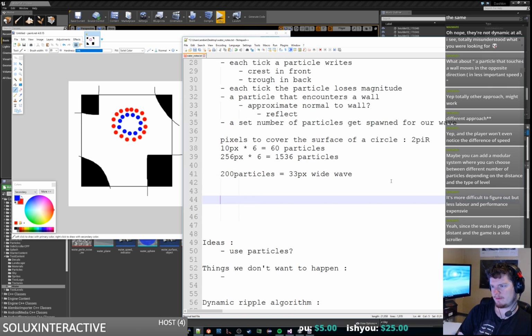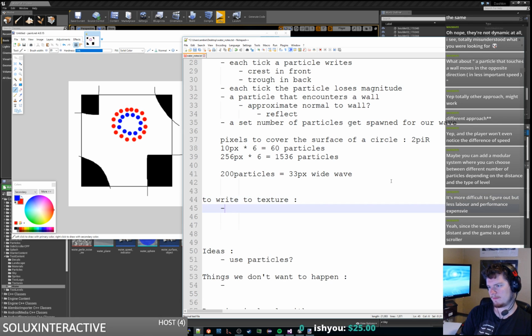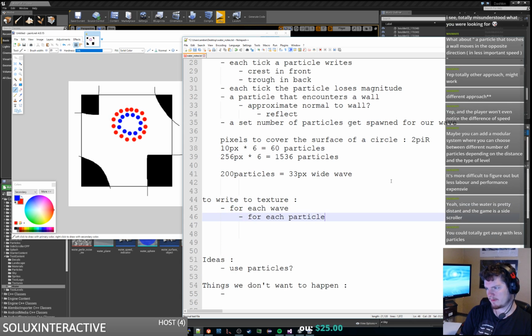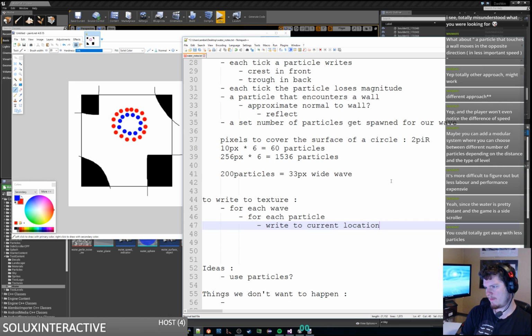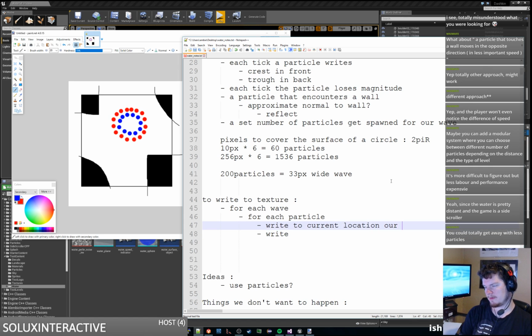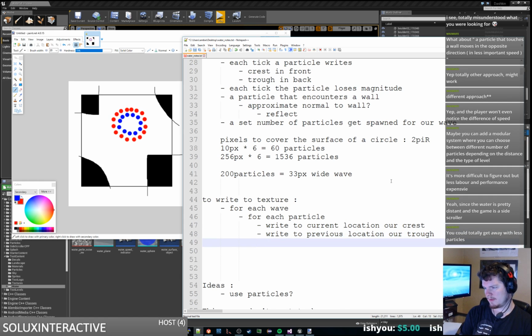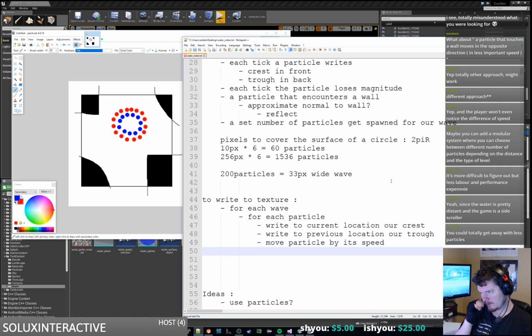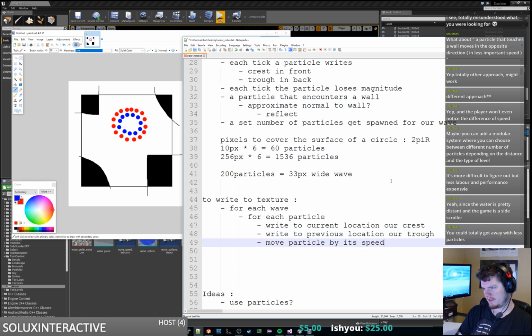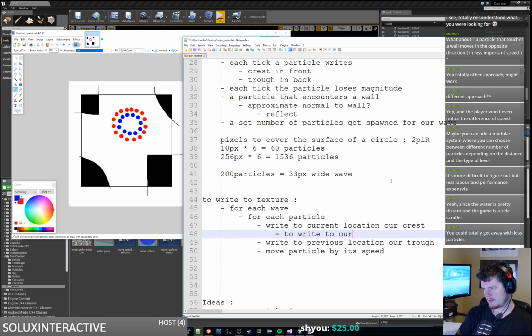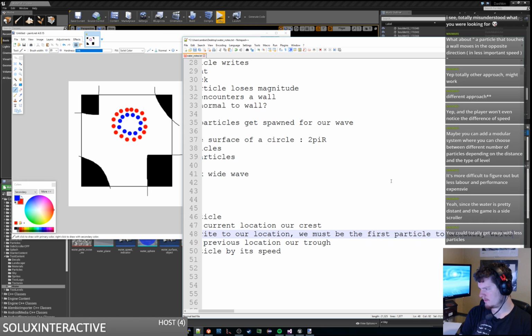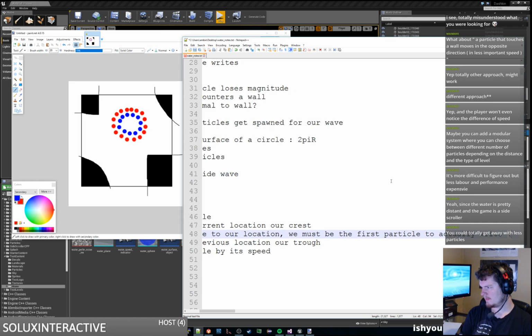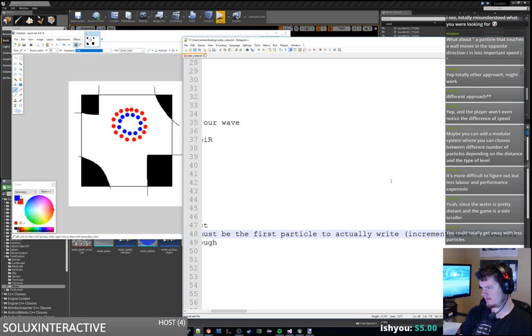So how do we write to the texture? For each wave, for each particle, write to current location, our crest, write to previous location, our trough, move particle by its speed. So we need a rule: to write to our location, we must be the first particle to actually write. So increment wave number counter, then set.